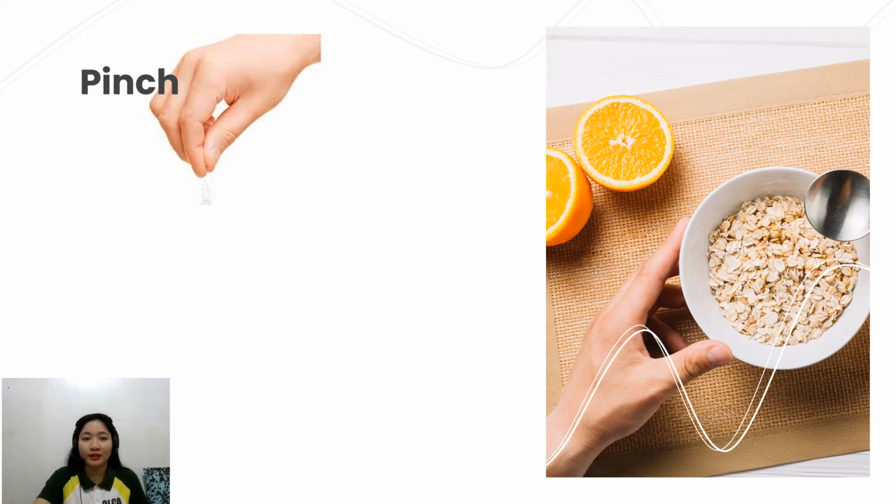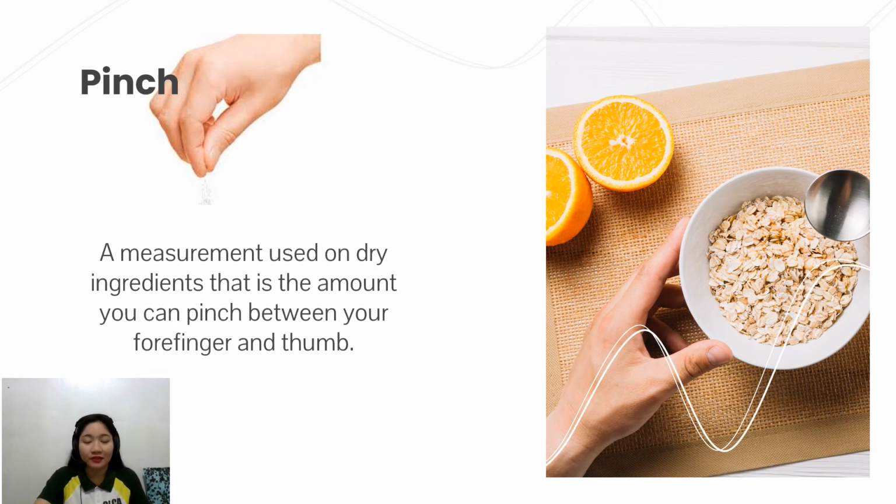Okay, so first one, we have pinch. Pinch is a measurement used on dry ingredients. That is the amount you can pinch between your forefinger and thumb. So it is less than a dash and equivalent to approximately 1/16 teaspoon.